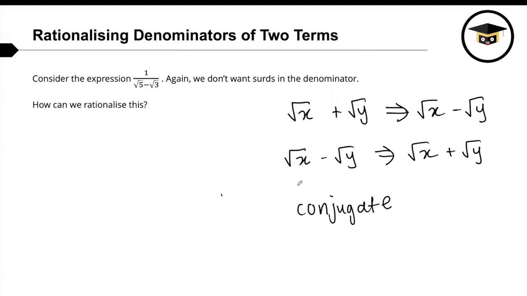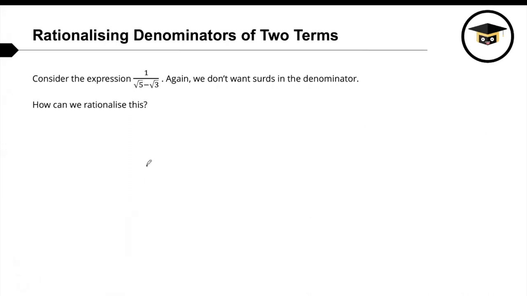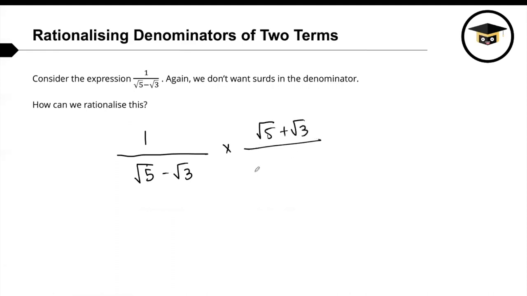So let's actually have an attempt at this question now and multiply the numerator and denominator by the conjugate. So we have 1 on root 5 minus root 3. And I want to multiply the top by root 5 plus root 3, which is the conjugate. And I also want to do that to the bottom. So I haven't actually changed the value of my fraction. So now it's a good idea to use brackets. Sometimes a lot of kids get confused if they don't use brackets.